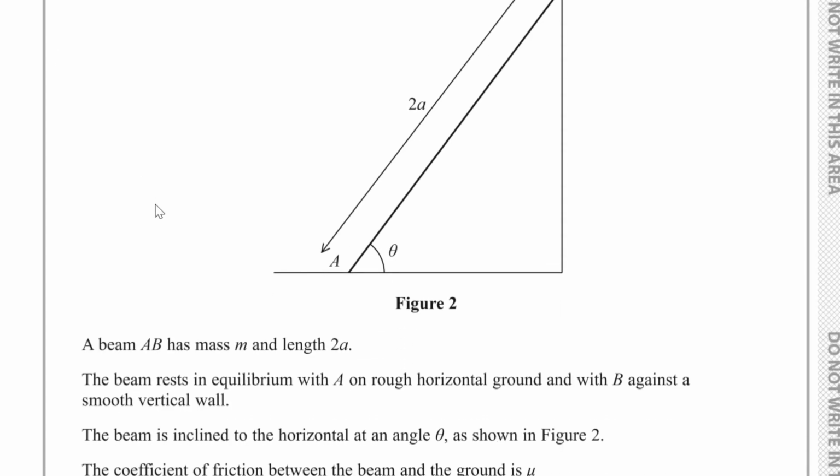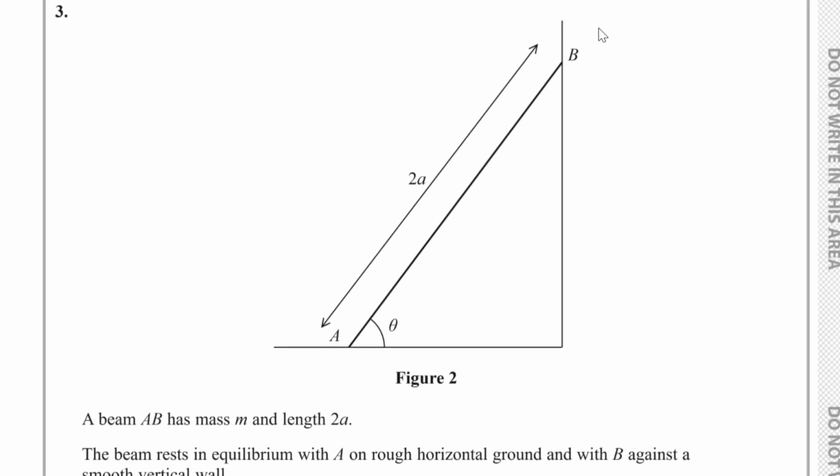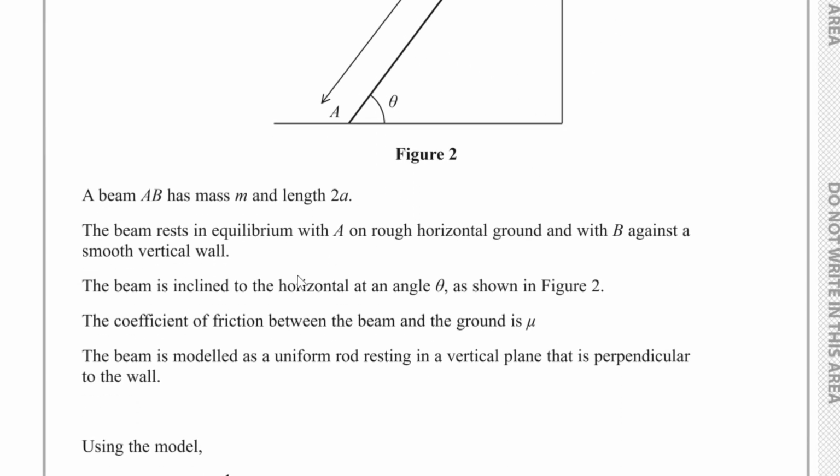Question 3. A beam AB has mass m and length 2a. The beam rests in equilibrium with A on rough horizontal ground and with B against a smooth vertical wall. That's what we see here. The beam is inclined to the horizontal at an angle alpha, as shown in figure 2.